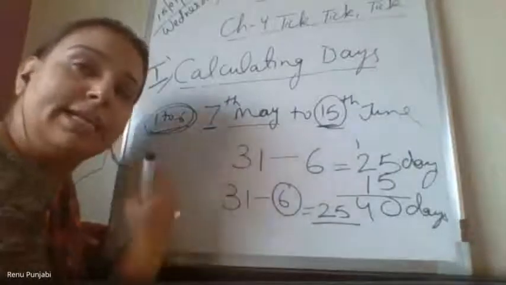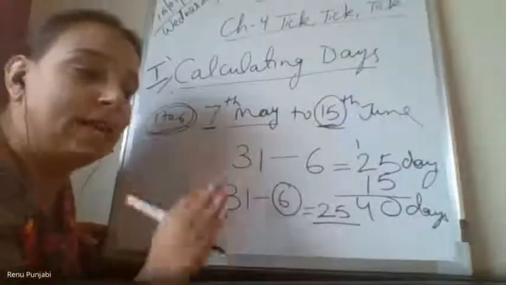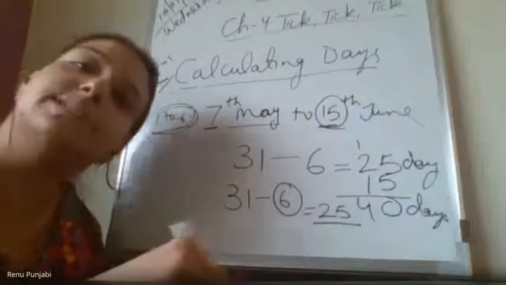By subtracting the number of days your project, your assignment, your holiday was not there. Children, stop messaging in the chat box. So this is also one method of doing fast calculations.